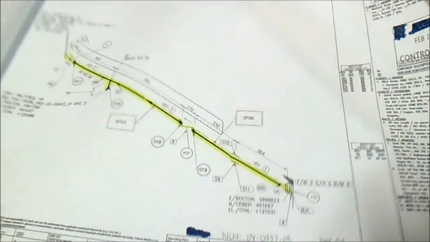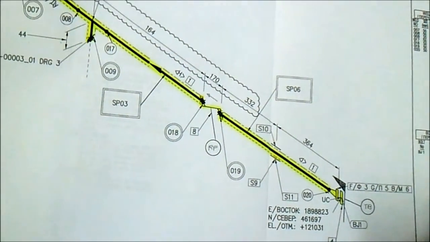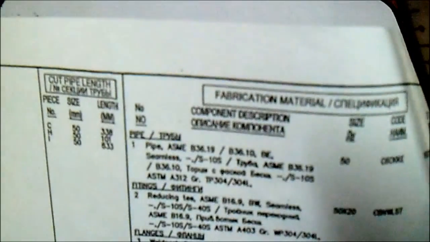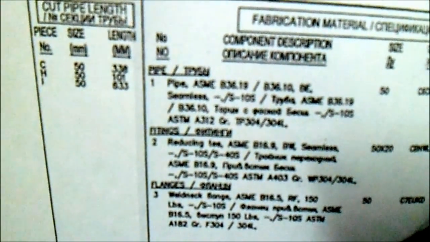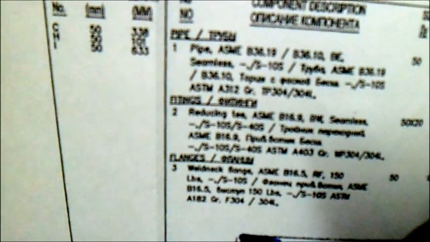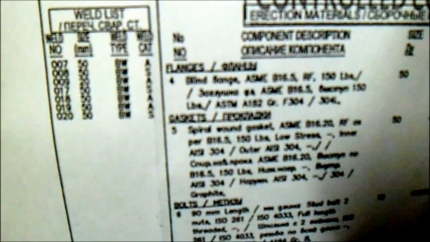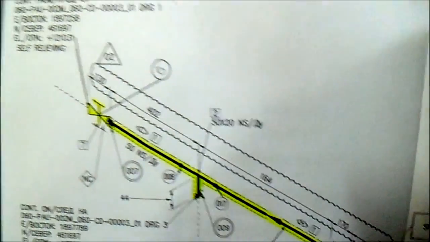This is part 2 of how to read isometric drawing. So if you hold this isometric drawing, first you must check the revision number. These are important: revision number, the sheet number, the line number, and the area, and of course also this material description: the pipe, what type of pipe, what type of fittings, what type of flange, gasket, bolts, valves.